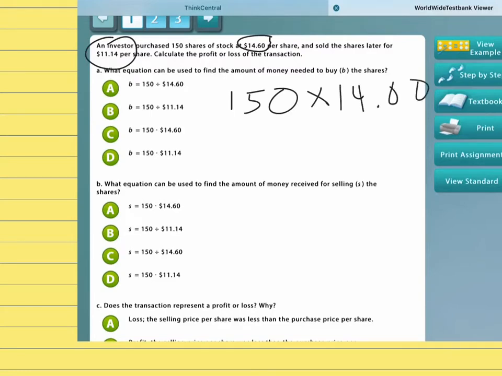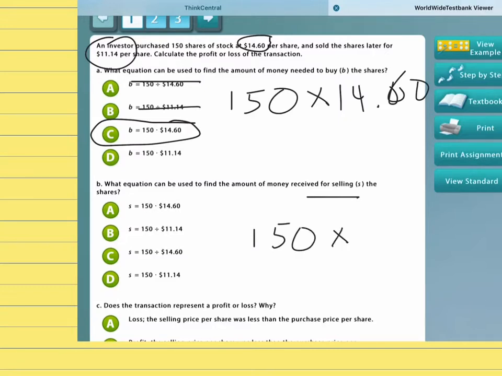Well, he needs to buy 150 shares times $14.60. So which of these equations shows that? It's not division, it's multiplication, and it is that one right there. So that's what he bought the shares for. So it's C. What equation can be used to find the amount of money received for selling it? He sold 150 shares at $11.14. So let's find that equation, and it happens to be right there. All right, so that's how much he paid for it here and how much he sold it for here, and he definitely lost money because he sold it for less than what he bought it for.